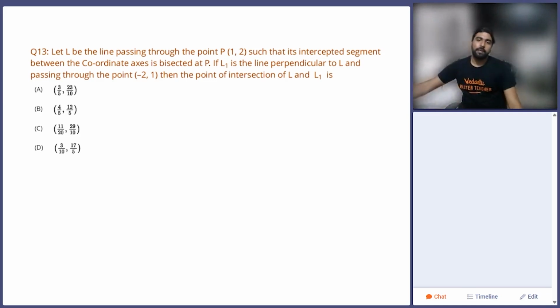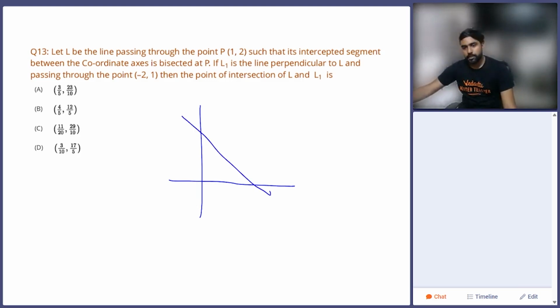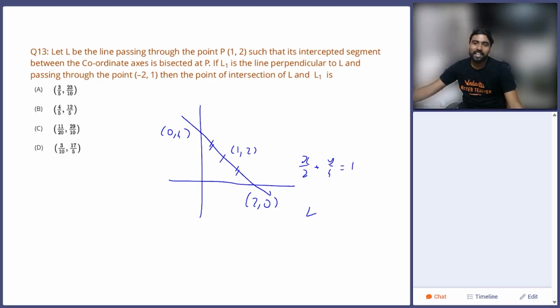So there's a line passing through the point (1, 2) such that its intercepted segment between the coordinate axes is bisected at P. Okay, so it is passing through the point (1, 2), and this region is bisected over here. So can I say that this point will be nothing but (0, 4) and this point will be nothing but (2, 0), which gives me the equation of the line as x/2 + y/4 = 1. Very well, we have got line L.